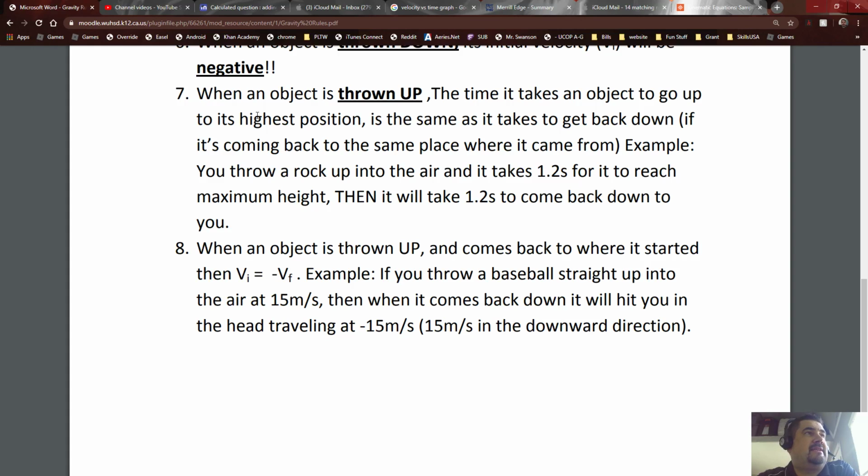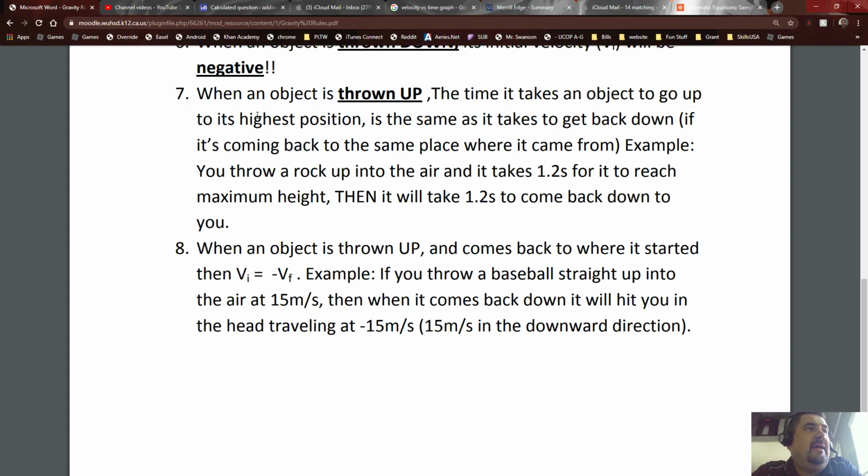That's what it says. Example, you throw a rock into the air and it takes 1.2 seconds to reach its highest point. So you throw it upward and it takes 1.2 seconds to get there. Well, then I can tell you it's going to take 1.2 seconds to go down. So it'll be in the air for a total of 2.4 seconds then. So everything going up takes the same amount of time as everything coming down.